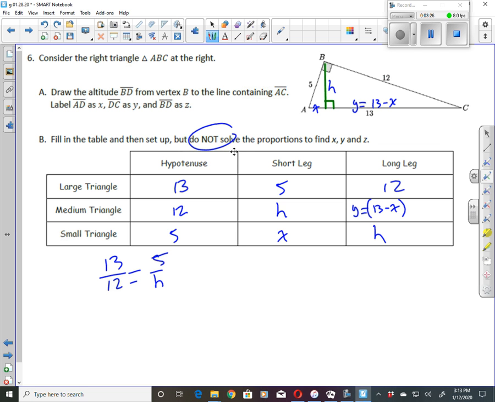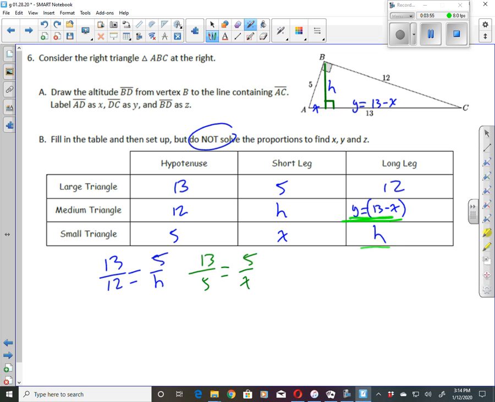If I go 13 over 5 equals 5 over x, pretty interesting. Notice I didn't have to use h. In case I made a mistake on h, I'm going to use numbers that I already have. Once I've solved for x and h, I've pretty much got this done. I can solve for y, and I really only had to solve two proportions.